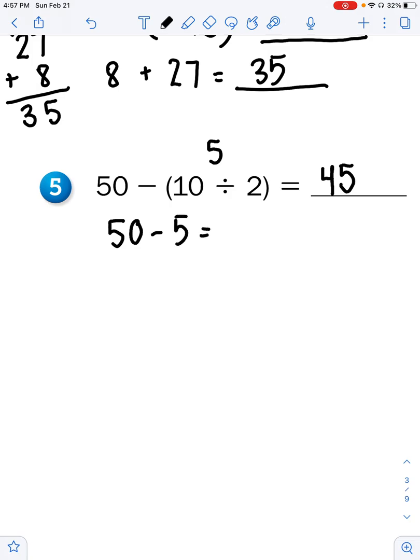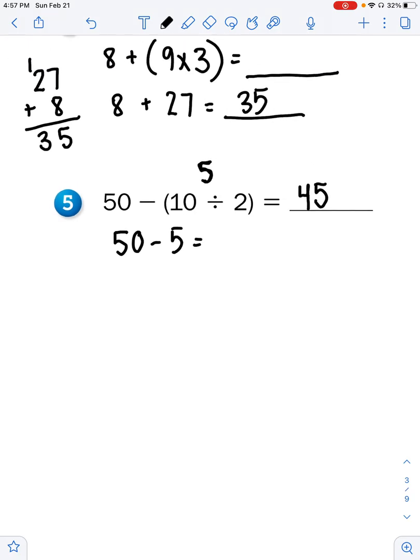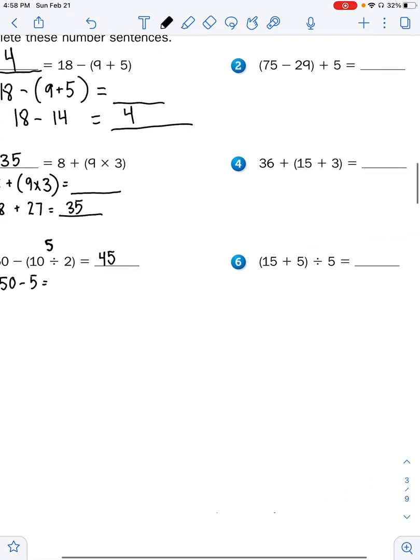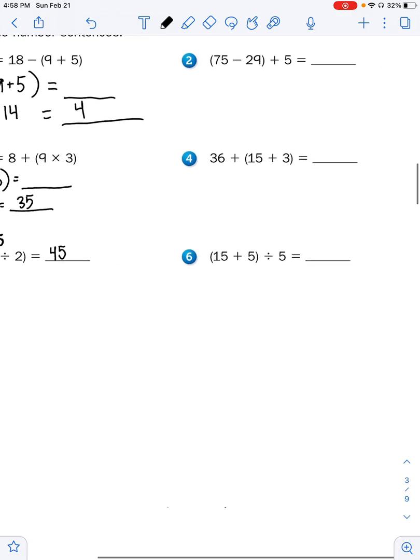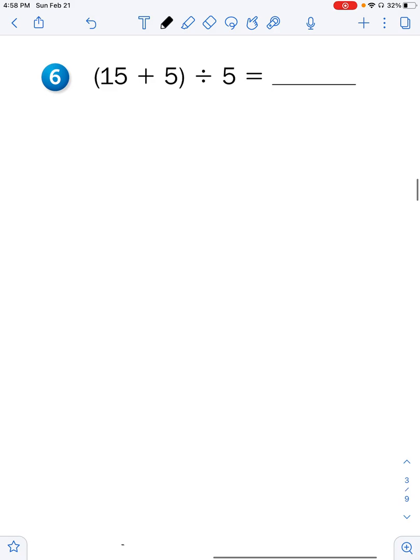So you can write it again down here, the 50 minus 5. That helps you to see what you need to do next. Or you can just write it above the parentheses, what the answer inside the parentheses is, and then solve the rest of the equation. Does not matter to me, but I do need to see the answer for inside the parentheses as well as the entire problem. Okay, we'll do one more. Let's do this one.